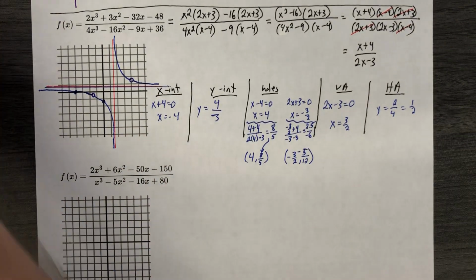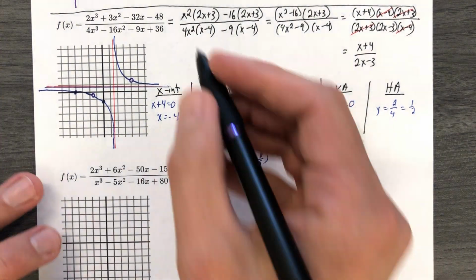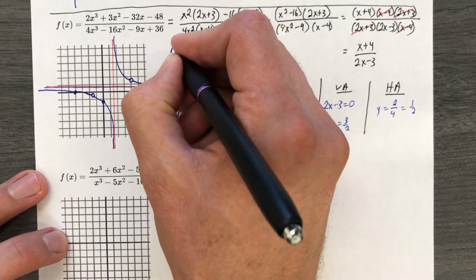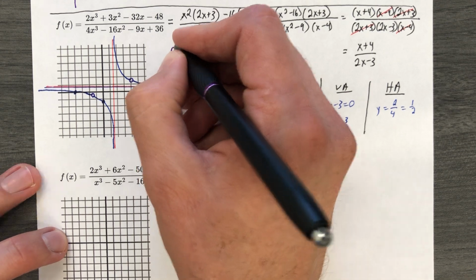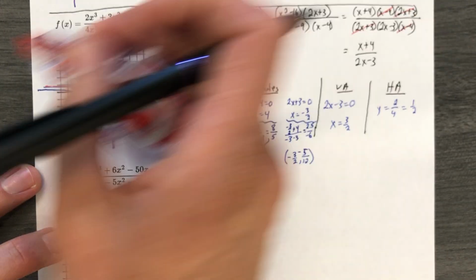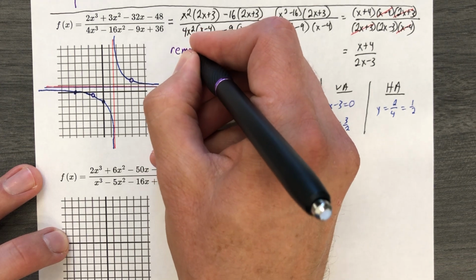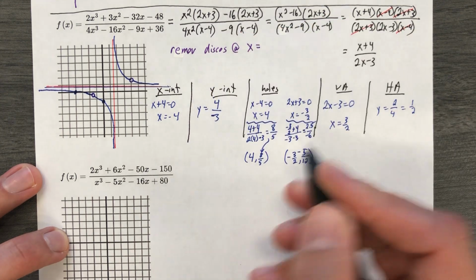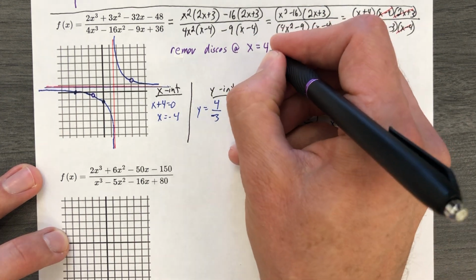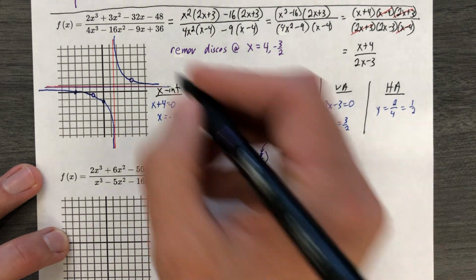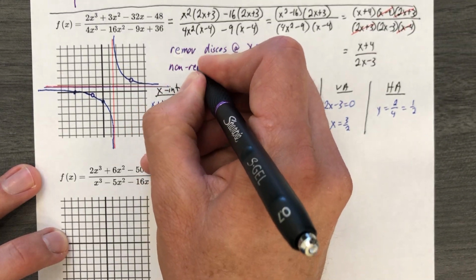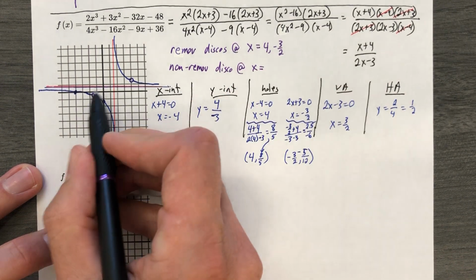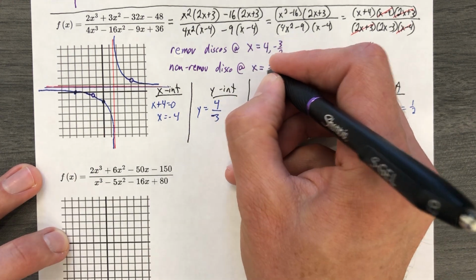All right, let's talk discontinuities here. I have some room. We'll write them up here. So we have 2 holes. So we have a removable. Let's turn this into an R. Removable. Removable discontinuities, plural, at x equals 4 and -3/2. 4 and then -3/2. Both of those are x values. And we have a non-removable discontinuity at x equals, right there, vertical asymptote, 1 1/2, so 3/2.